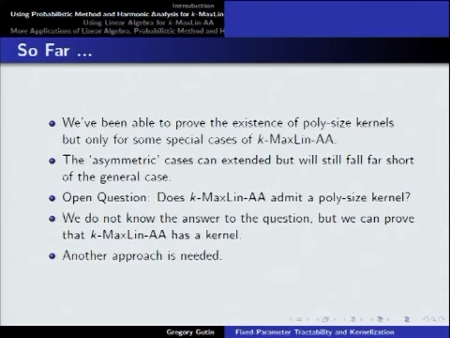Does this problem admit a polynomial size kernel? I'm going to show you that there is a kernel here, but to this day we don't know whether there is a polynomial size kernel, because using this probabilistic approach, we could show a polynomial size kernel only in some special cases, not in the general case. Now, let's look at another approach. It comes from linear algebra.